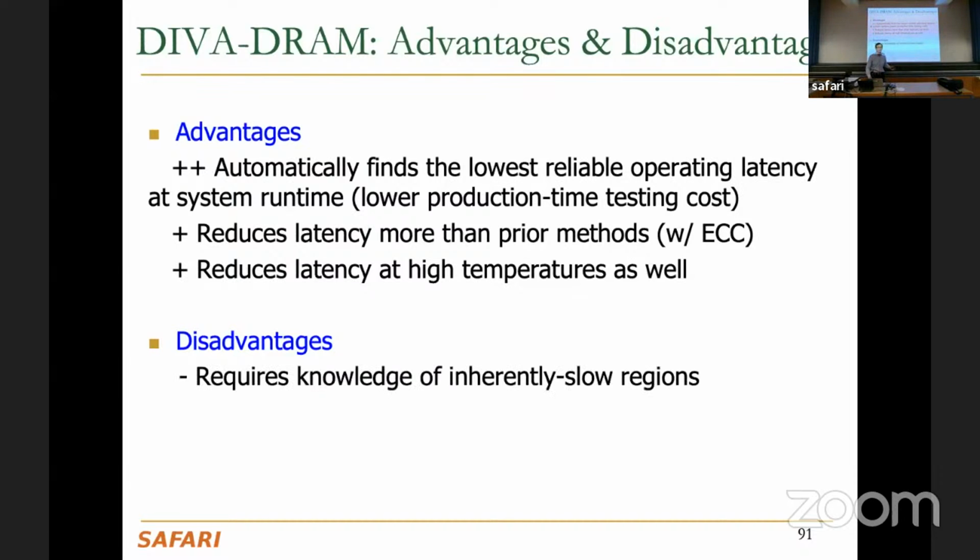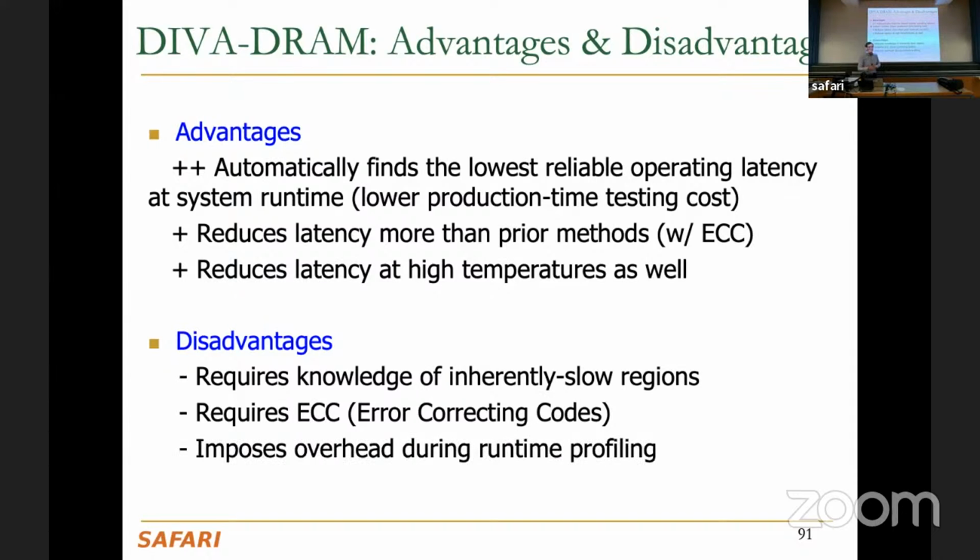Now, unfortunately, it requires knowledge of inherently slow regions. Either the DRAM manufacturer or somebody needs to provide this, or you need to reverse engineer it, which is possible. It's not that hard, actually. If you look at the paper, these regions are very clear. You can look at the failures you get based on different latencies, and you see that there are inherently slow regions in DRAM. It requires error correcting codes. That's part of the overheads.